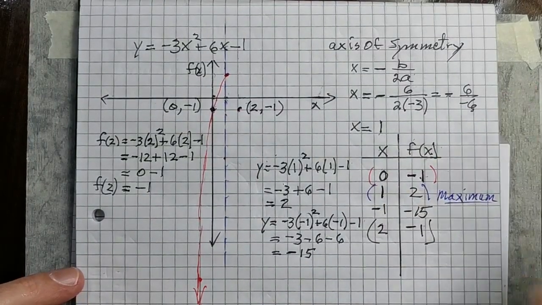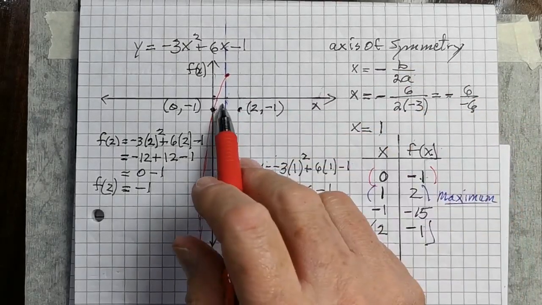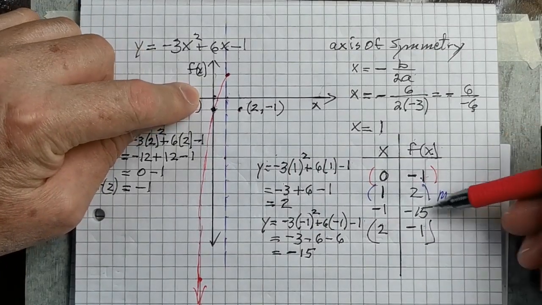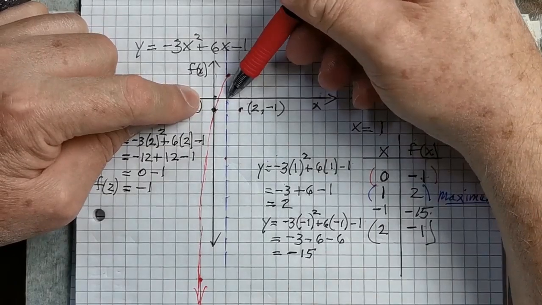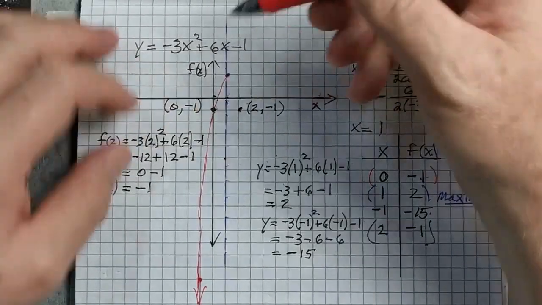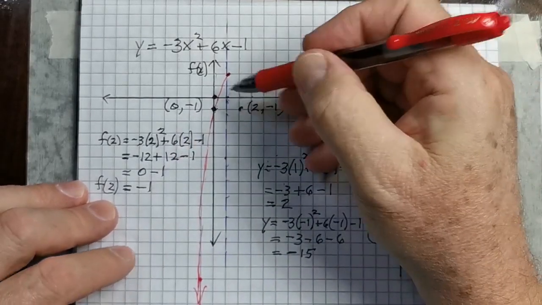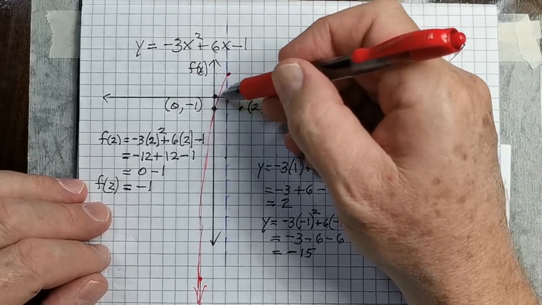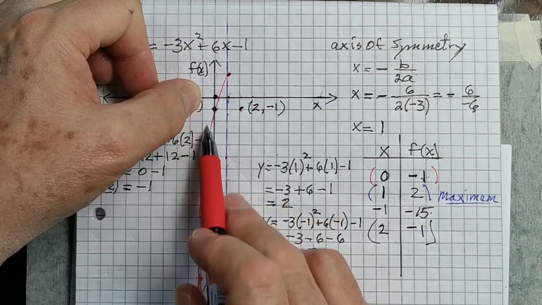Okay, and it follows then that if I go 2 units to the right, notice here I went 2 units to the left when I put negative 1. How far down did I go? To negative 15. If I go 2 units to the right of the axis of symmetry, which should be what number? Here's my origin, 0, 0. So 2 units to the left was negative 1, and we went down how far?